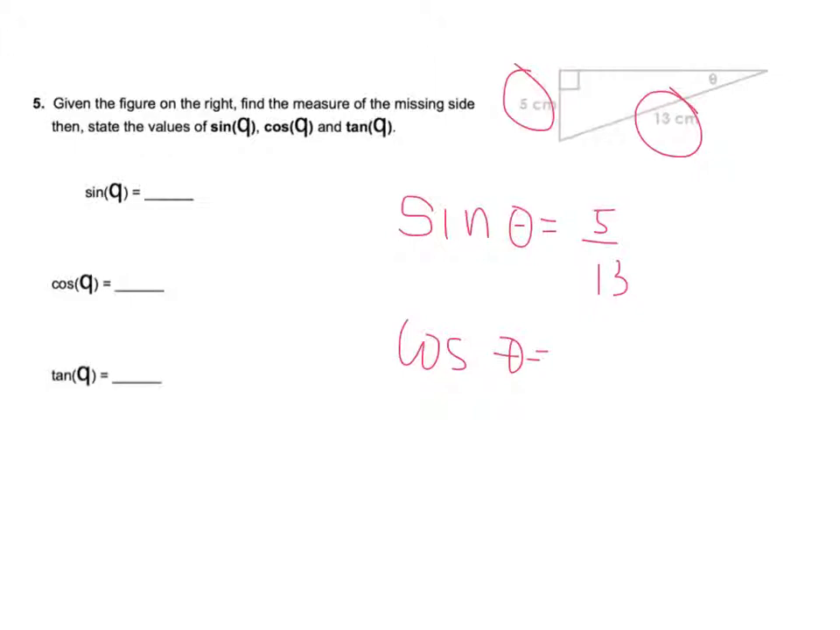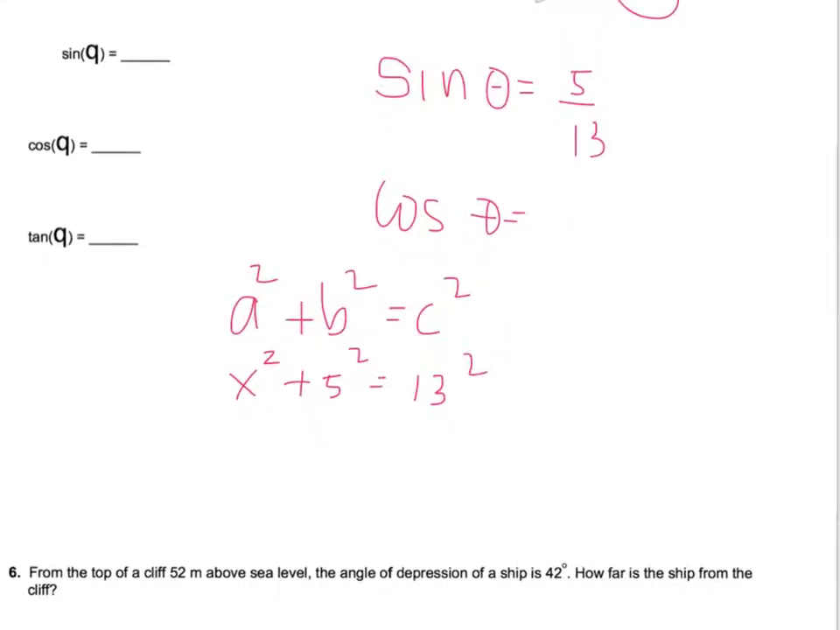We have to do SOHCAHTOA first. Okay, we need to know this side first. So we can set up the Pythagorean Theorem, a squared plus b squared equals c squared. So x squared plus 5 squared equals 13 squared. So x squared plus 25 equals 169.